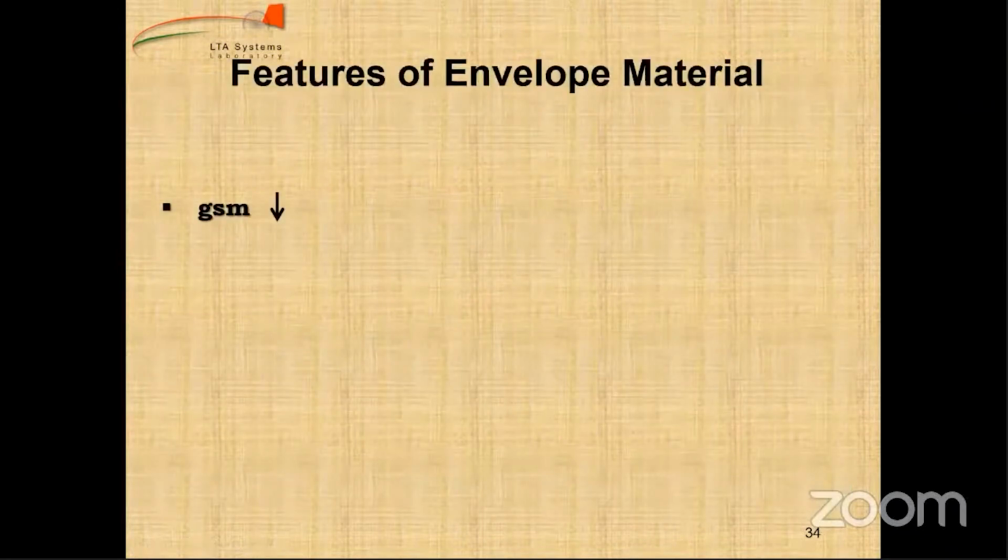There are some envelope materials available to use. The features or characteristics given for an envelope material, one of the main features is GSM.